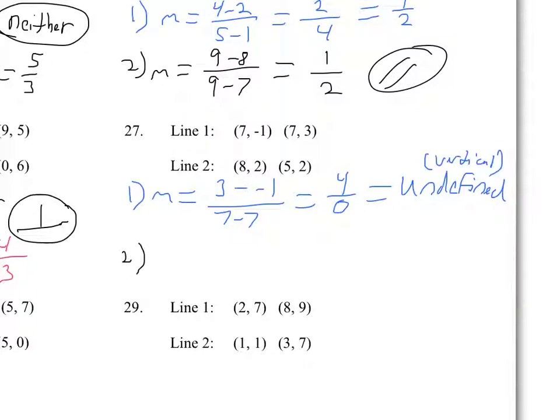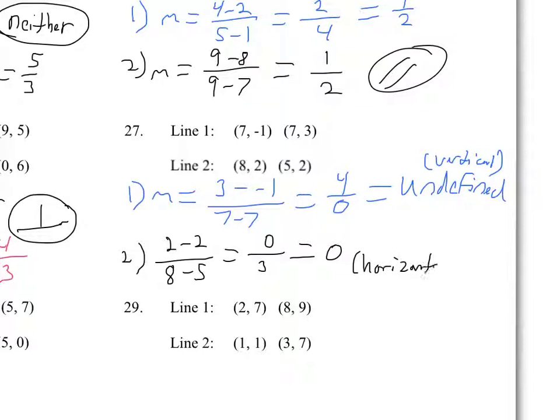And line number 2, on top I'll do 2 minus 2. On bottom I'll do 8 minus 5. I get 0 over 3, which is just 0. Now, when you compare these two, you know they're not the same slope, so they're not parallel, but are they perpendicular? It doesn't look like they're opposite reciprocals, but you have to remember that a slope of 0 means that this is a horizontal line. And we definitely know that a perfectly horizontal line and a perfectly vertical line are going to be perpendicular to each other. So this is kind of a special case where you just have to know that vertical and horizontal lines are always perpendicular to each other.